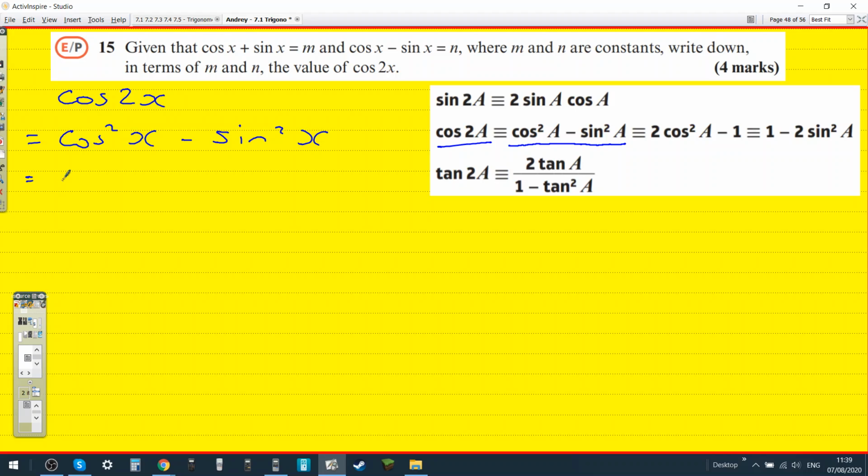Do I need to use the cos squared x plus sine squared x equals 1 formula here? Cos squared x plus sine squared x is 1. Difference of 2 squares: x squared minus 9. Factorize: x minus 3, x plus 3. So cos x minus sine x, cos x plus sine x.